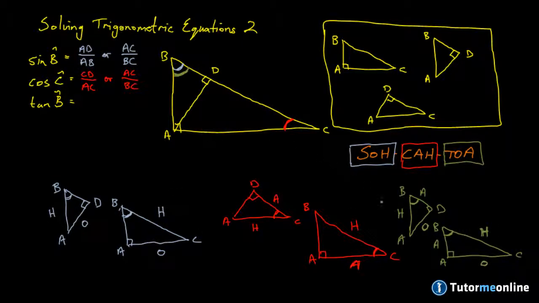Okay, so now we just need to fill that into our equation. For triangle ABD, the opposite side is AD over our adjacent side, which is BD. And in triangle ABC, our opposite side is AC over our adjacent side, which is AB.